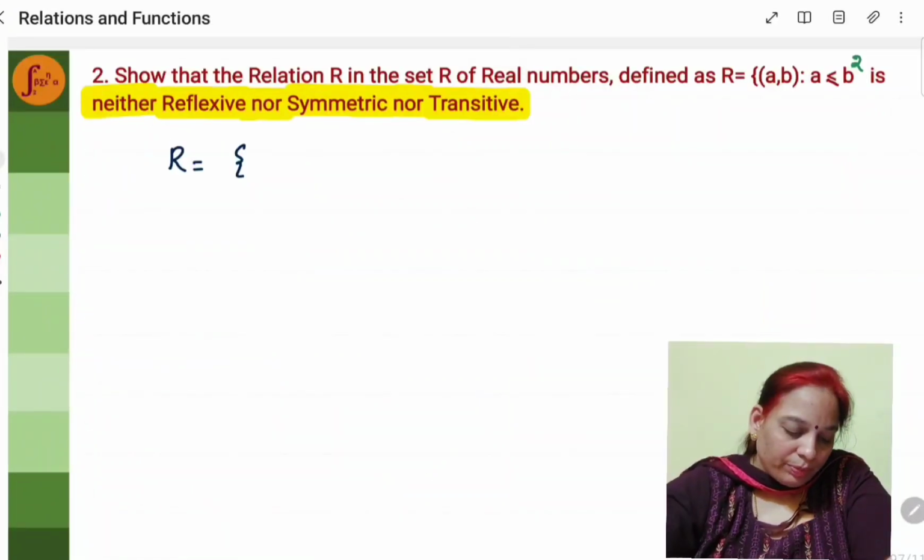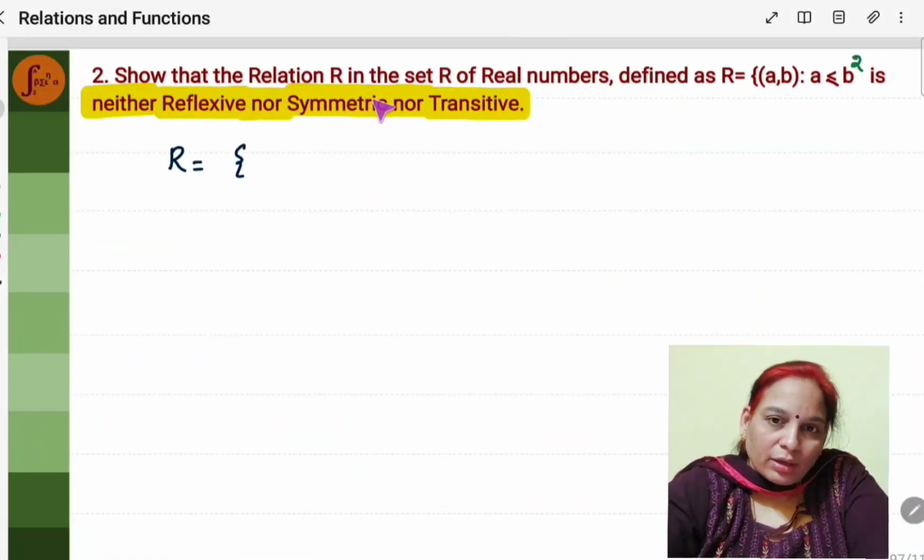So we'll take this problem. Show that the relation R in the set of real numbers defined as a less than or equal to b square is neither reflexive nor symmetric nor transitive. So we will have to show that it's none of these, right?